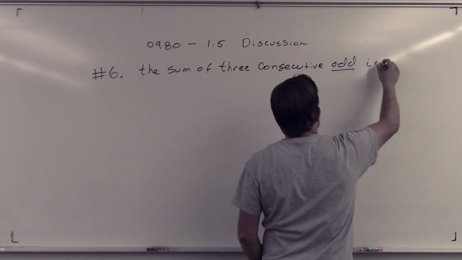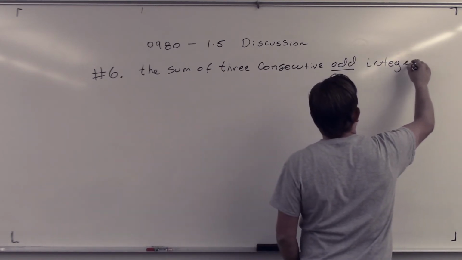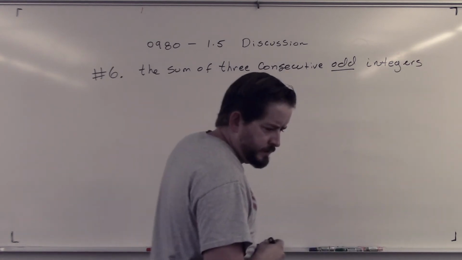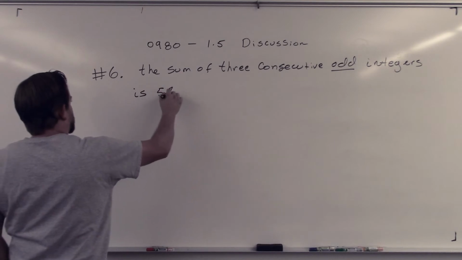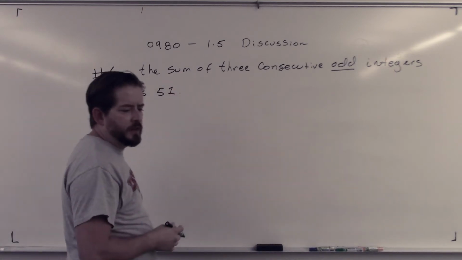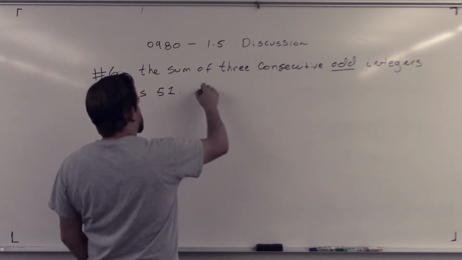Odd integers is 51. And then they want us to find these integers.